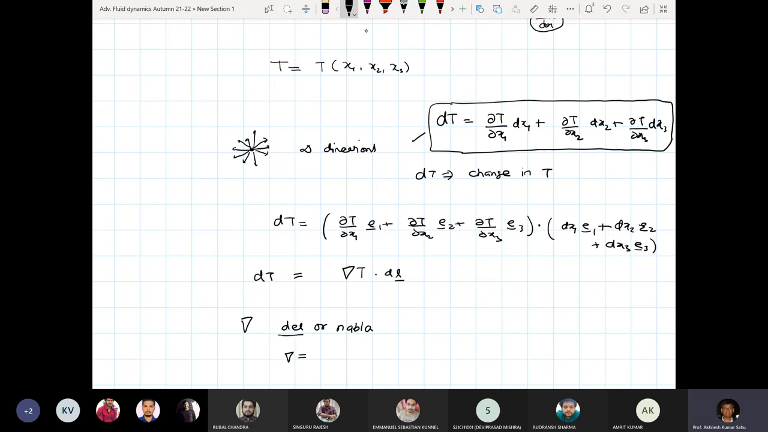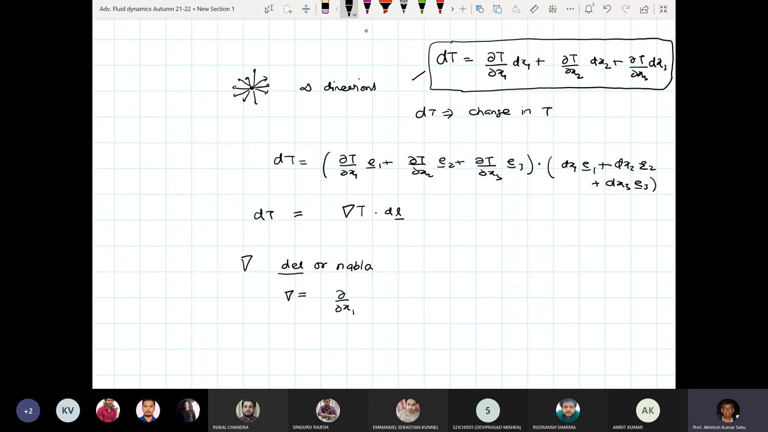So partial by partial x1. So this derivative I'm writing like this. So del is e1 partial by partial x1 plus e2 partial by partial x2 plus e3 partial by partial x3. So it's an operator, like partial by partial x1 or d by dx1, d by dx2. It's an operator, but it behaves like a vector. This is very important. So del is an operator, but it behaves like a vector.